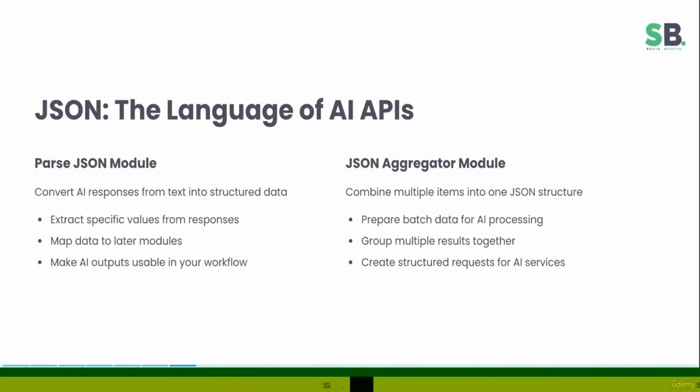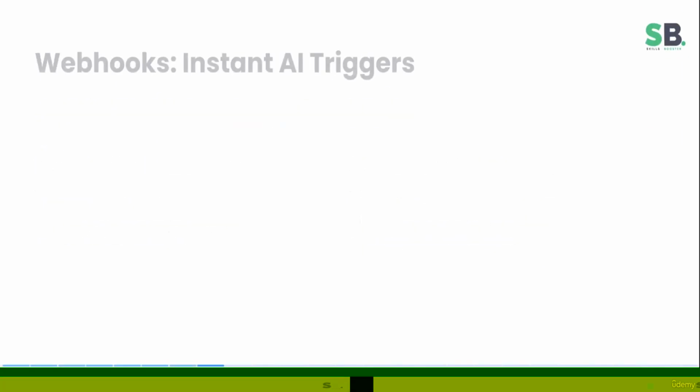JSON, the language of AI APIs. Parse JSON module. You can convert AI responses from text into structured data. Extract specific values from responses. Map data to later modules. Make AI outputs usable in your workflows. JSON aggregator module. You combine multiple items into one JSON structure. Prepare batch data for AI processing. Group multiple results together. Create structured requests for AI services.